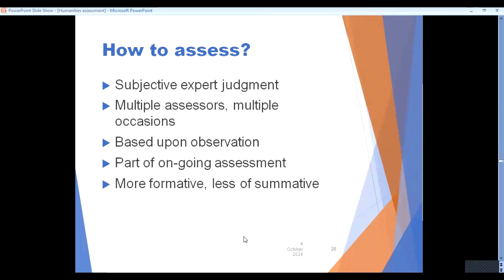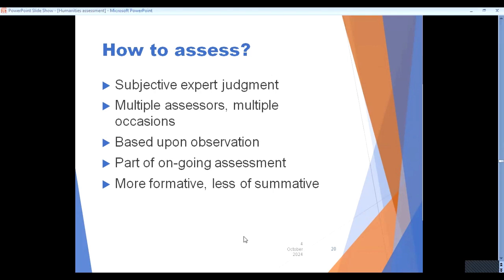Now, how to assess? As far as humanities and soft skills are concerned, more stress is given to subjective expert judgment. Now, many of us, and especially our seniors, might not be very happy with the subjective assessment. We prefer usually objective assessment methods so that reliability increases. But if we talk about reliability, even subjectivity can be made reliable by using multiple assessors, multiple occasions, multiple times, multiple settings. All these might increase the objectivity within the subjectivity. And subjective assessment methods are also as good as objective assessment methods.